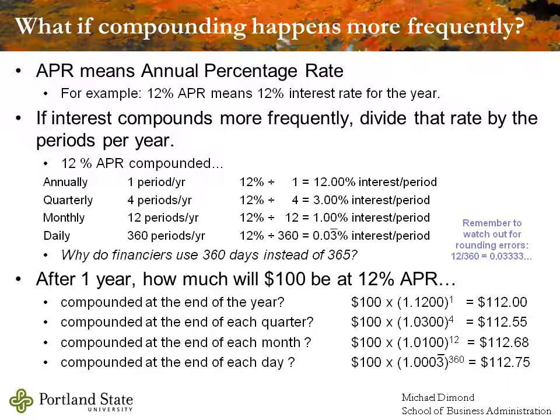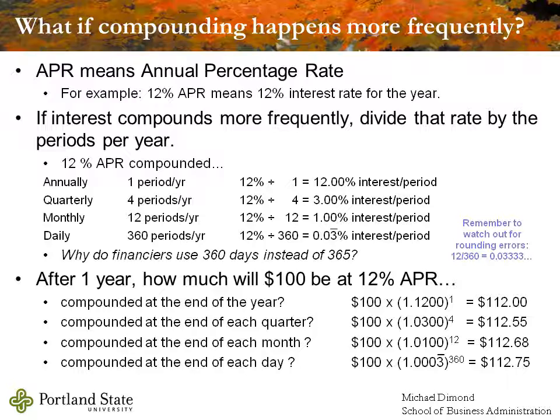If we're compounding quarterly, we'd use 1/4 of 12%. Take the 12% divided by 4, we wind up with 3% interest per period. If it's monthly, we'd take 12% and divide it by 12 periods, because there are 12 months per year. We wind up with 1% interest per period. And if it's daily, we're actually going to divide it by 360. Now that's different than 365.